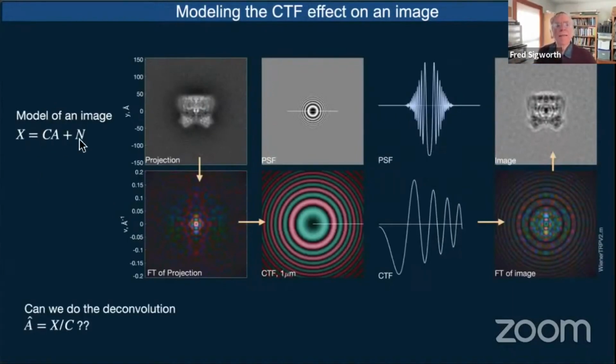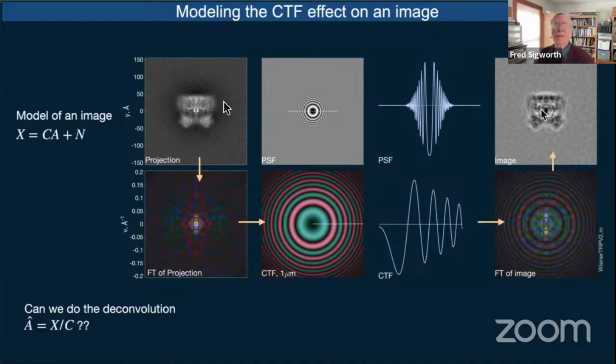Well, let's think about the image formation process. Let's suppose that this is our true object, a 3D object, and we've taken a projection of it. And then there are two ways of getting from here to the image that we would actually record in the microscope. The fastest way to do it on a computer is this way. We take the image, we take its Fourier transform, and then we also take the contrast transfer function, where these alternating cyan and red bands represent the negative and positive parts of the CTF. So if I take a slice through this and plot it, that's what the CTF looks like. So I just multiply this times that, and I get the Fourier transform of the image, and then I transform back, and that's what the image looks like.